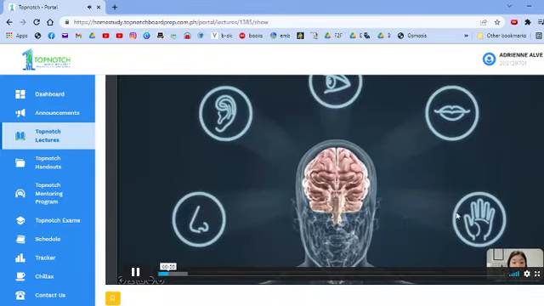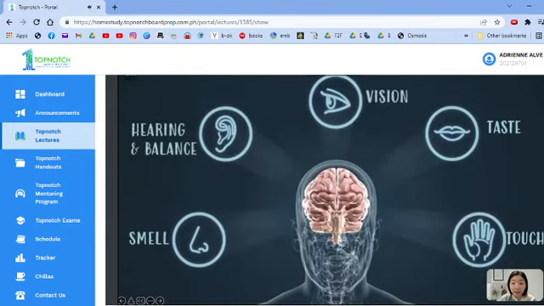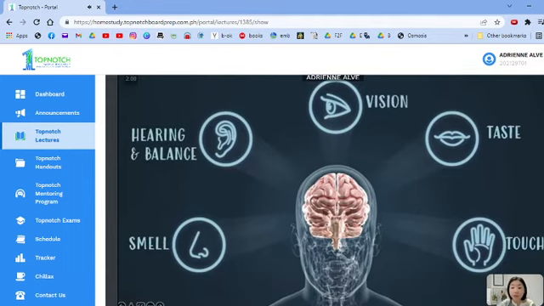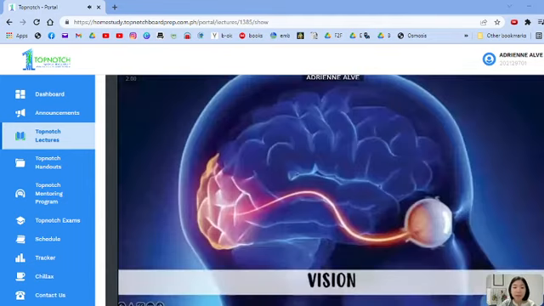So the special senses help us interpret the world, and this includes smell, hearing and balance, vision, taste, as opposed to the somatic sense of touch. So let's start with vision.